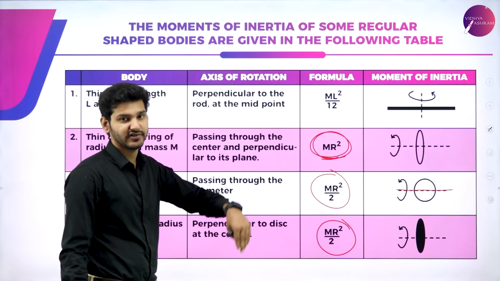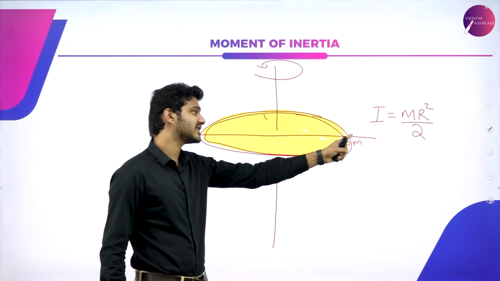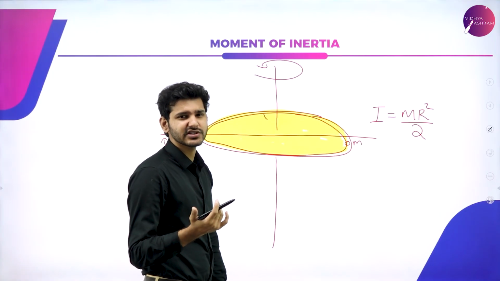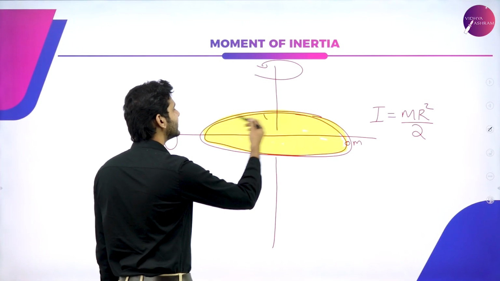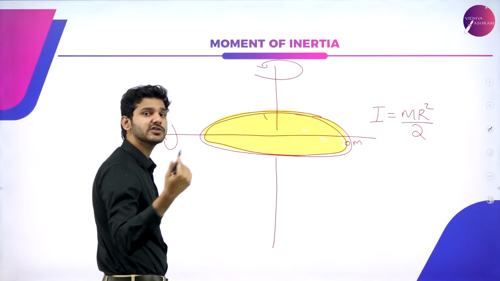It will be halved. So again, one more situation is there where an axis can pass along the diameter. So we can just use logic and say, because again, for a thin circular ring, it was mr square. When it became the diameter, it was mr square by 2.